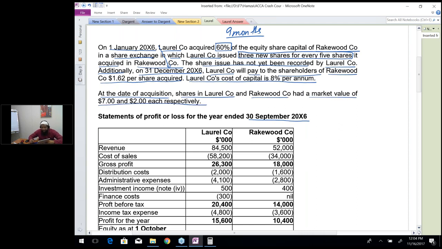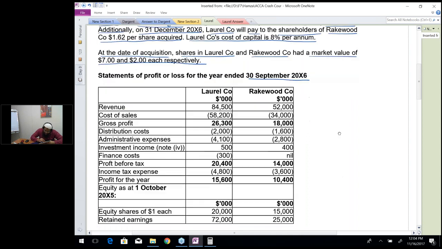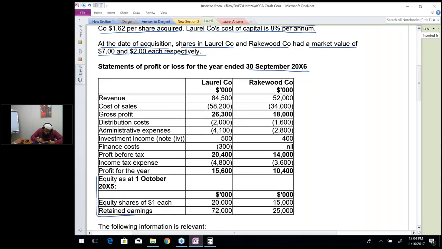Now let's see, the question has given us some information beneath the income statement, which is about the equity as at 1st October 20x5. 1st October 20x5 means at the start of the year. These values relate to this time. So the shares were 15,000 of the subsidiary and the retained earnings were 25,000 for the subsidiary.